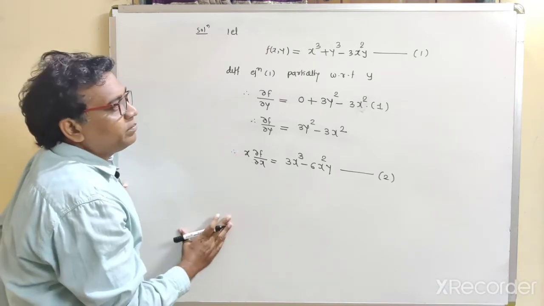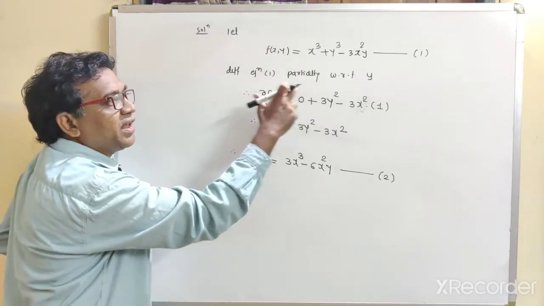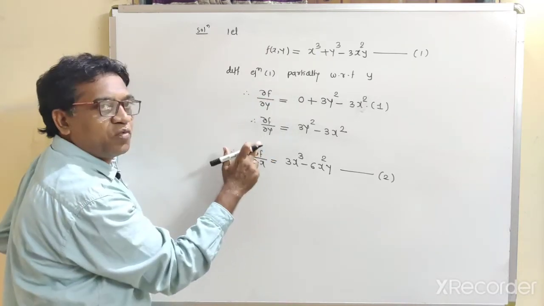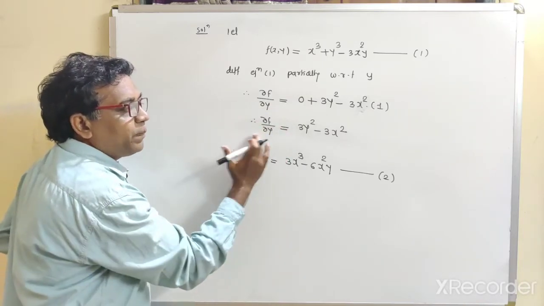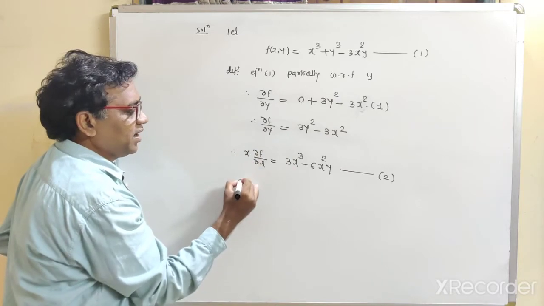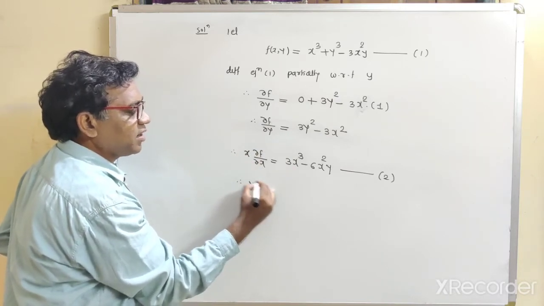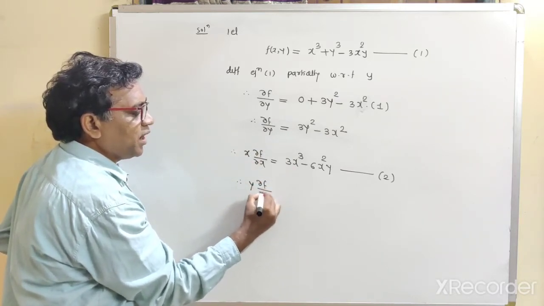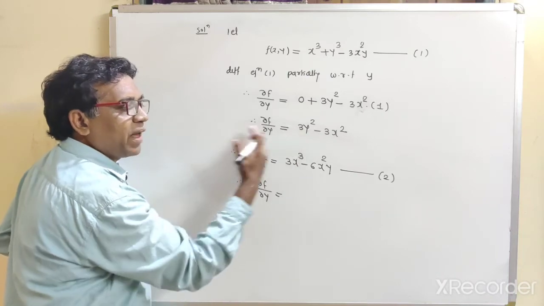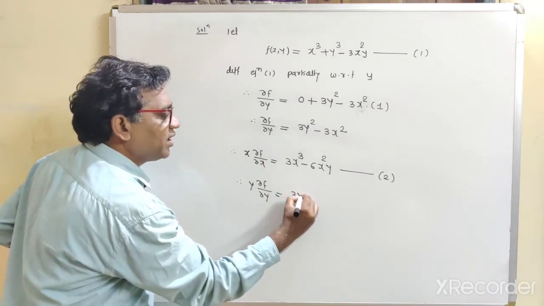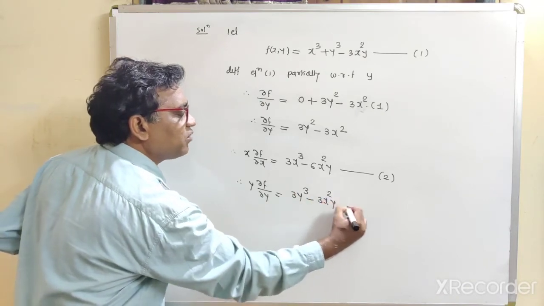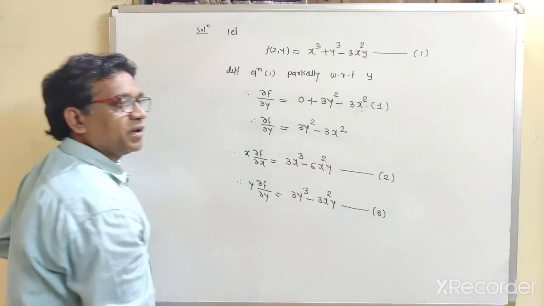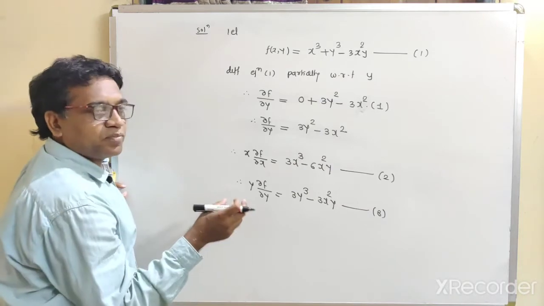So what is this step? Differentiating equation 1 partially with respect to y. That means we get this del f by del y. Now multiplying both sides by y, this is the next step: y into del f by del y. So multiplying both sides by y, we get 3y cube minus 3x square y. So this is, suppose, equation number 3. So these are the steps.